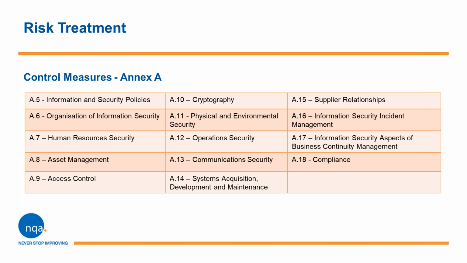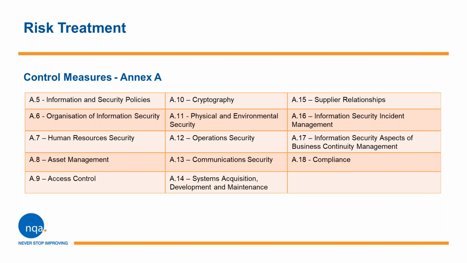A13 is communication security, and these are controls related to network security, segregation of network services, and also transfer of information and messaging. A14 is systems acquisition, development and maintenance. So these controls define security requirements and security in development and support processes. A15 is supply relationships. This is controls on what to include in agreements and how to monitor the suppliers.